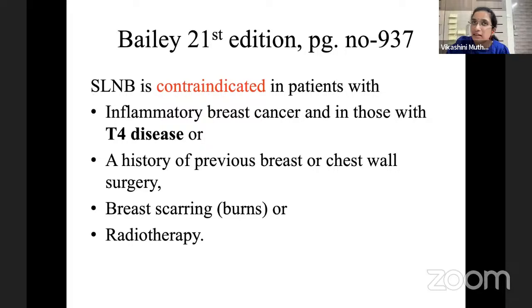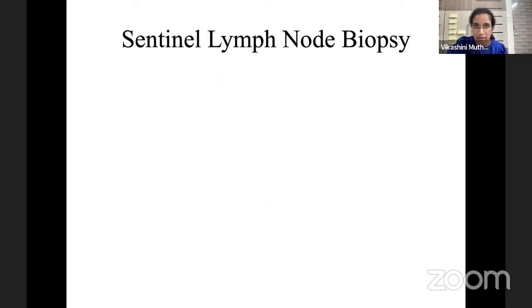Wherever there is damage to the lymphatic architecture, there is no use of doing a sentinel lymph node biopsy. So if there is previous breast or chest wall surgery, or breast scarring as in burns, or a patient who underwent radiotherapy, in all these situations there will be damage to the lymphatic architecture. So there is no use of a sentinel lymph node biopsy. And also inflammatory breast cancer, because it's a T4 disease, there is already a suspicious node present. Then why do a sentinel lymph node biopsy?